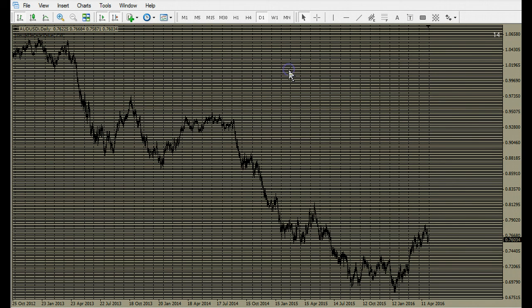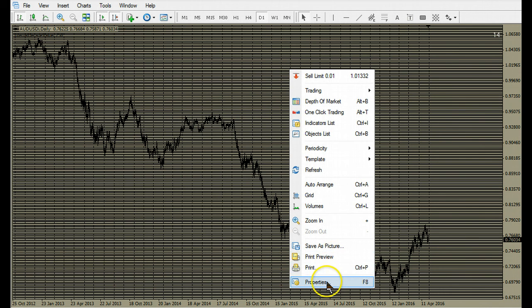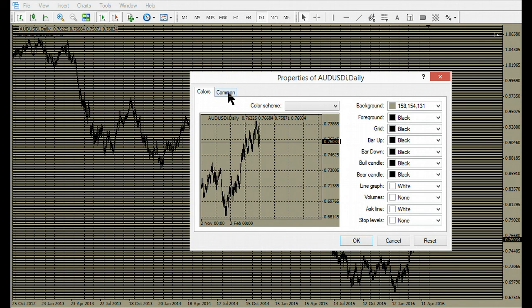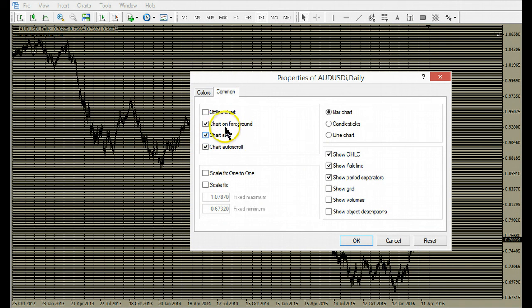So here I have the bar chart up in black. I chose black for the, oh, here you go. See your properties, I guess it's where you click. Oh, I didn't even think about that. So, common is all this stuff, which is critical too.